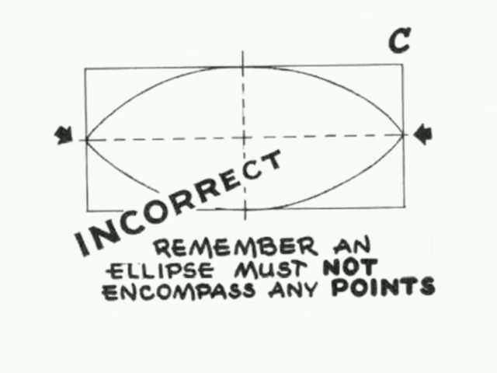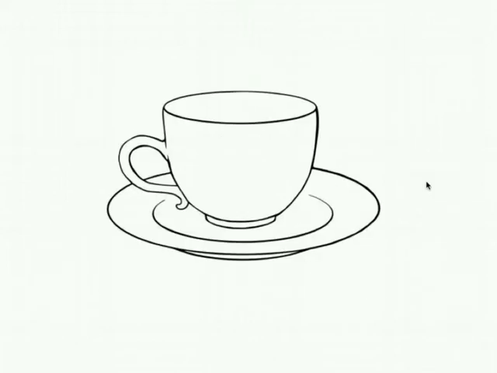When you draw your ellipse, make sure that the lines do not come to a sharp point. This is incorrect. Your lines should round off, and this is a common mistake that beginning drawing students make. Here we have an example of a cup that is drawn accurately. Notice that the edges are not too sharp.